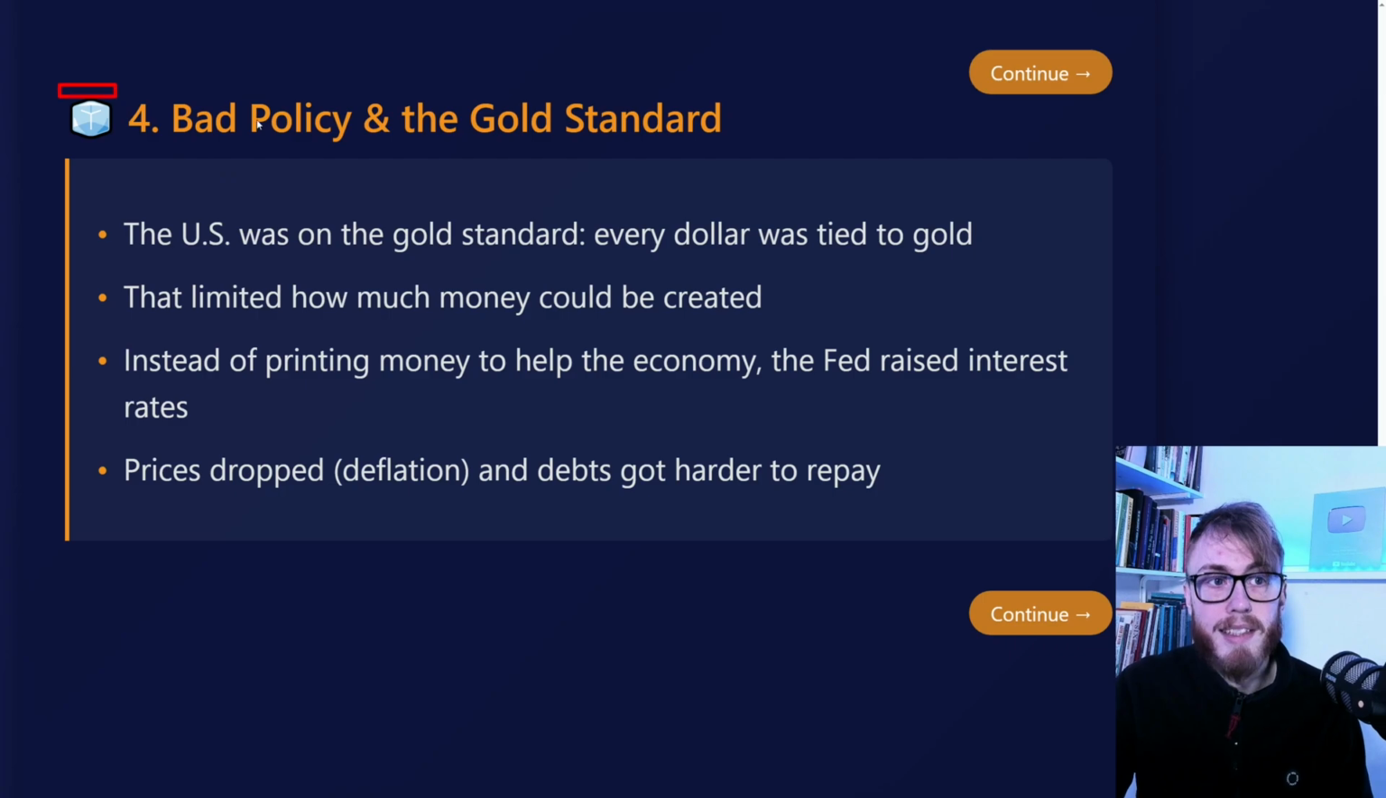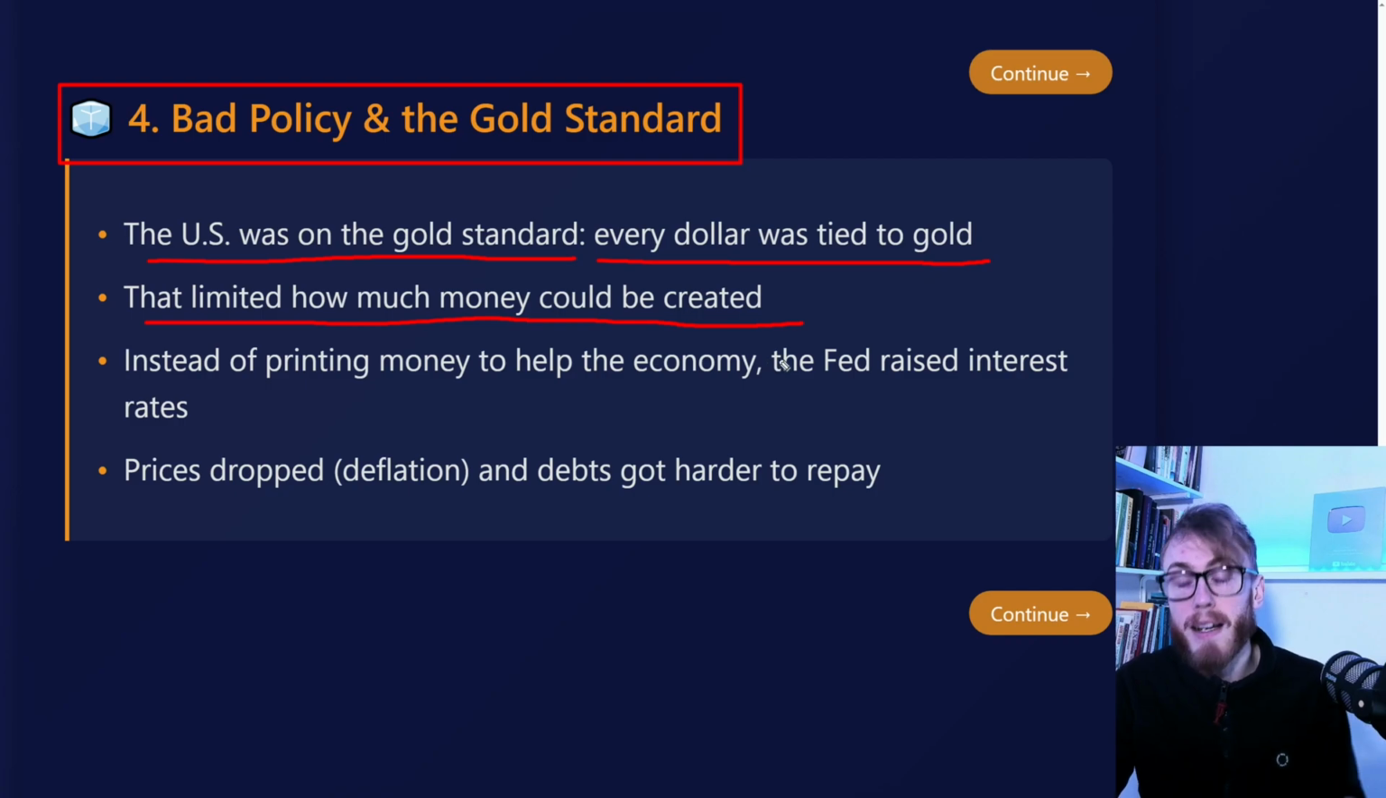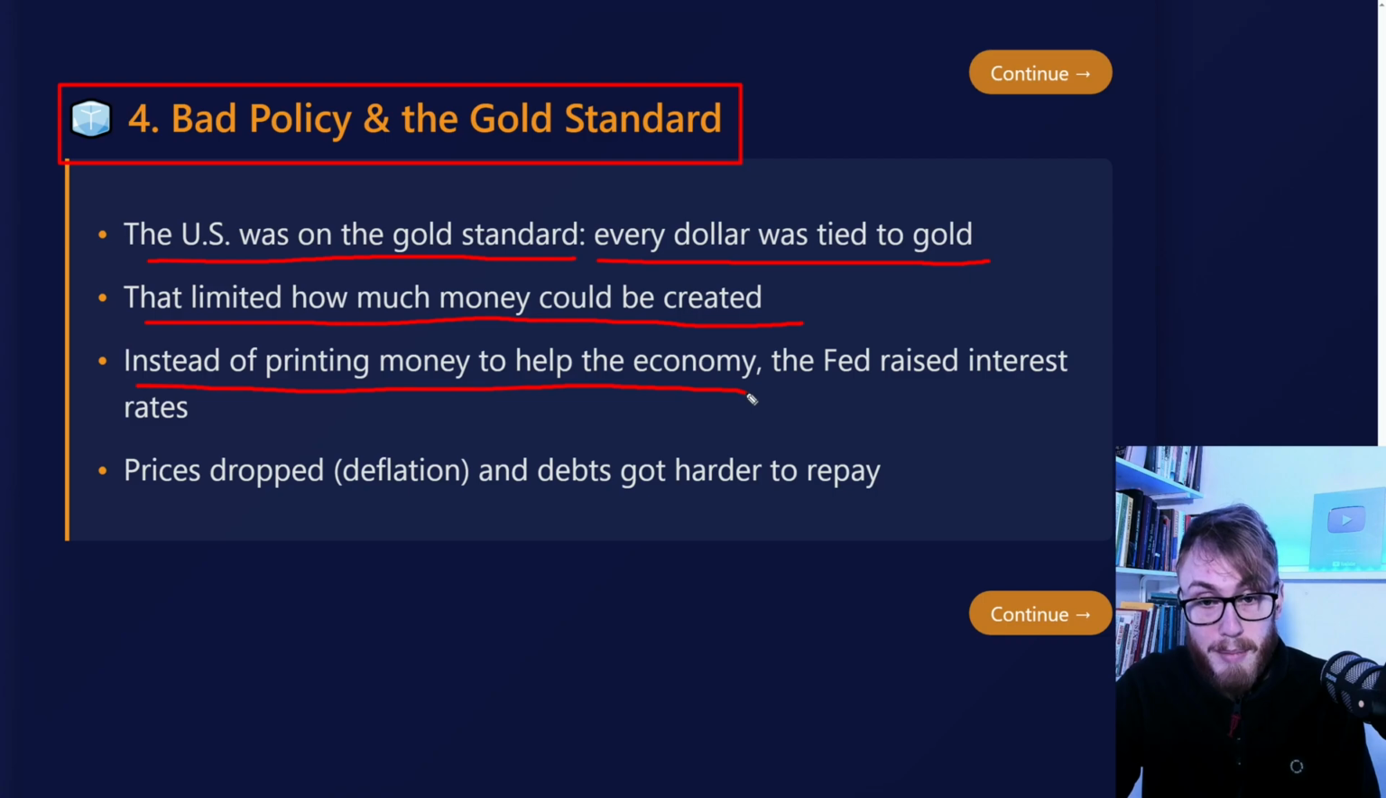And here, and this is key, what about the policy and the gold standard during that time? Well, the US was on a gold standard, so every dollar was tied to gold. This basically limited how much money could be created. So instead of printing money like we always do today when things get bad, the central banks tend to print money. The Federal Reserve actually raised interest rates, and this led to prices dropping, or deflation.